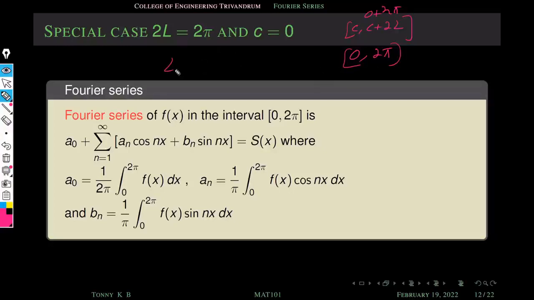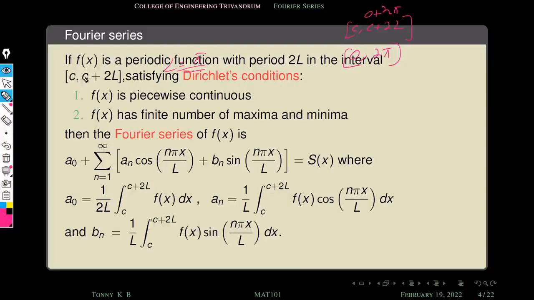So what is L? In this case, L is equal to pi. So what are the corresponding changes in Fourier series? We know the original formula of Fourier series. Yes, this is the general formula of Fourier series in the interval c to c plus 2l. Here now our interval is 0 to 2 pi and L equal to pi. So what happened? The Fourier series becomes a naught plus sigma n equal to 1 to infinity a n cos n pi x by pi, because our L is pi. So you can cancel these two pi, and similarly, you can cancel these two pi. So this is cos n x. This is our Fourier series.